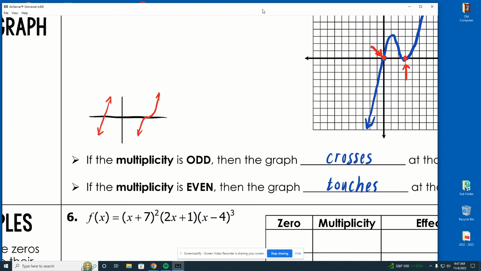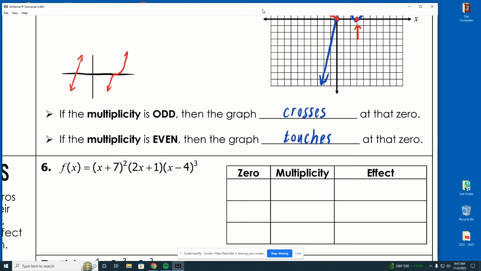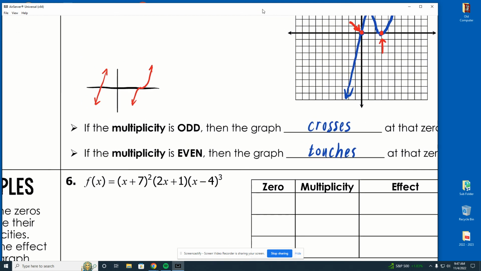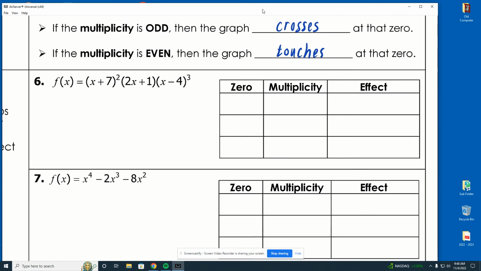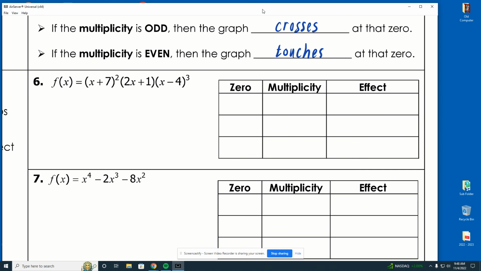And then we said if it is a multiplicity of 2 or 4 or 6 or 8, if it's an even multiplicity, it's just going to touch it and it's going to bounce right off. So it could do either direction. It could go from down to up. It could go from up to down, but it's going to bounce right off of it if it has an even multiplicity.